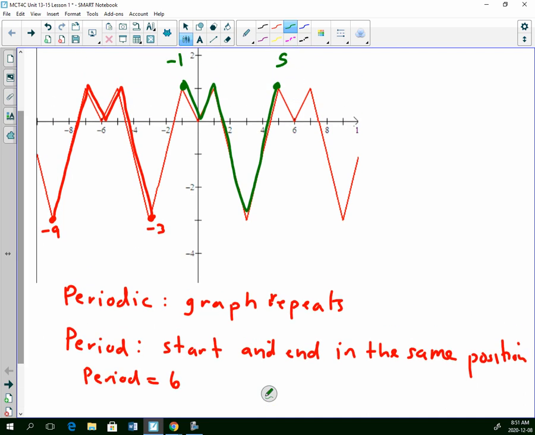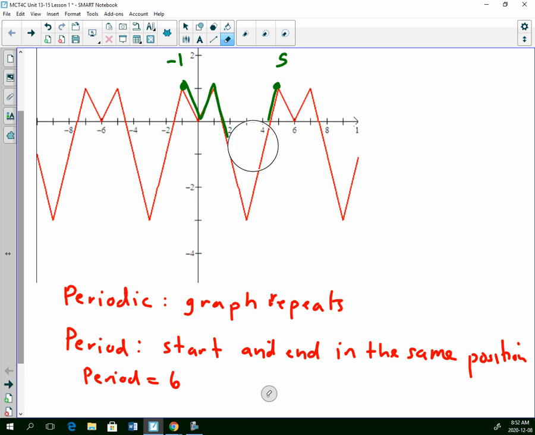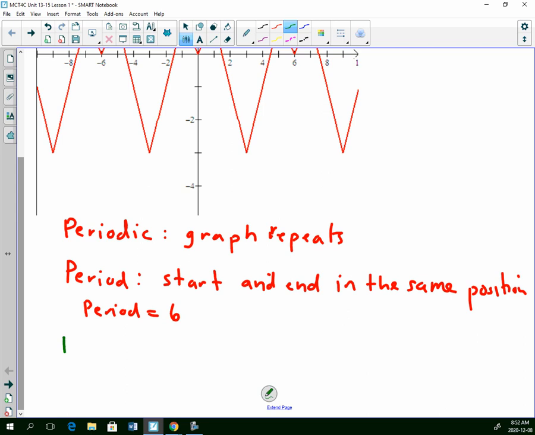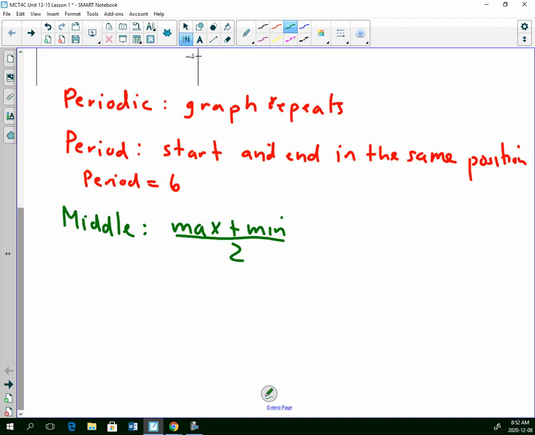Another thing we can find with a periodic graph is the middle. That's going to be important when we graph trig curves. So if I want to find the middle of the graph, I can take the top and add the bottom and divide by 2. Right? That tells me where the middle of the graph is, and that will be important when we graph sine and cosine.